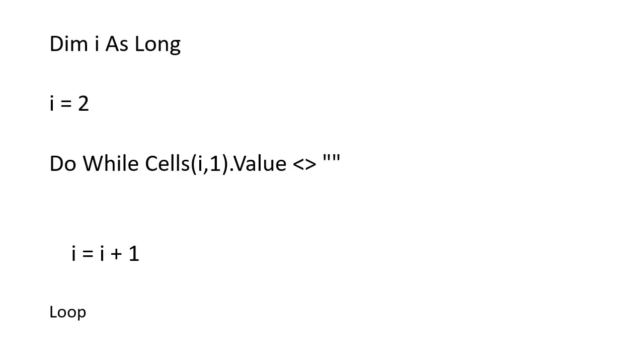Dim I As Long. I equals 2. Do While Cells(I, 1).Value is not equal to empty. I equals I plus 1. Then Loop. With this type of code, the moment VBA finds a blank cell, the loop stops automatically. This makes your application flexible and reliable.